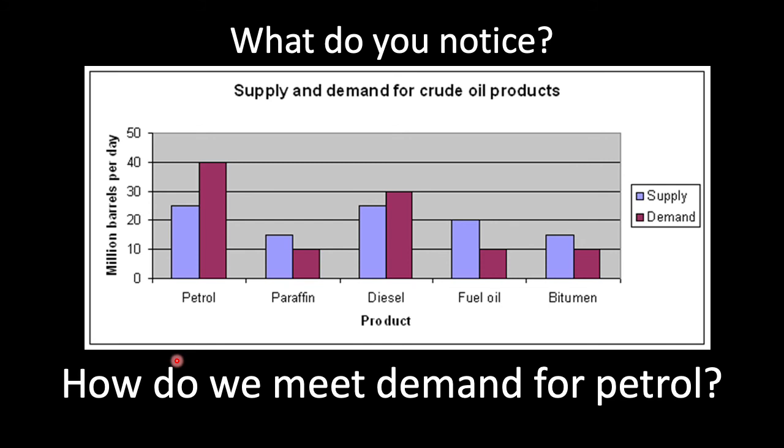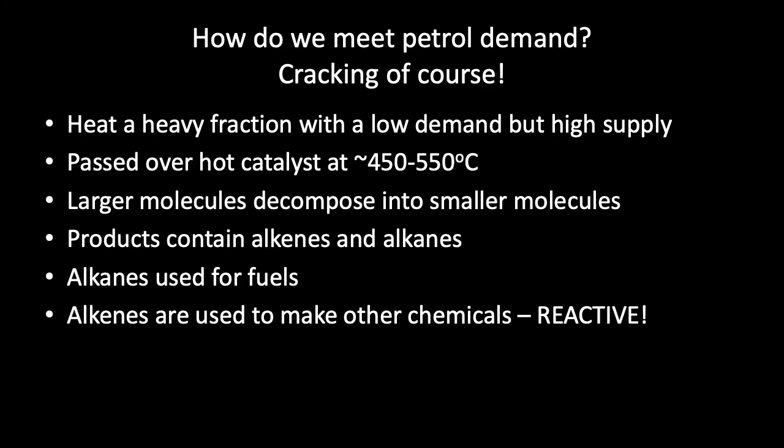Okay, the astute amongst you might notice that for petrol the demand far exceeds the supply. But for fuel oil and for bitumen, which are longer hydrocarbon chains, the supply far exceeds the demand. So maybe we could crack fuel oil and bitumen, being longer chain hydrocarbons, and produce shorter fractions like these ones down here. So how do we do it?